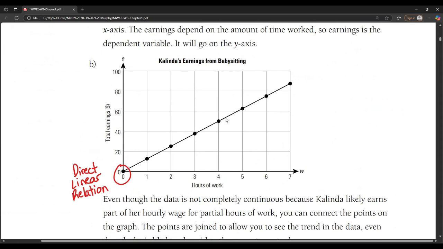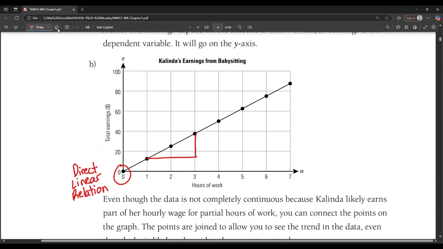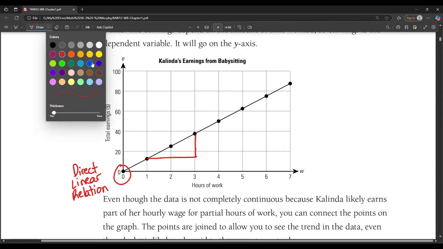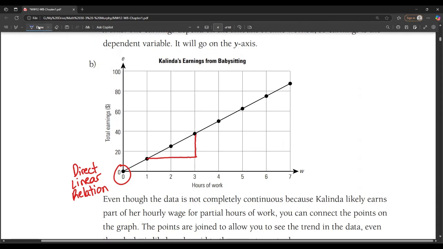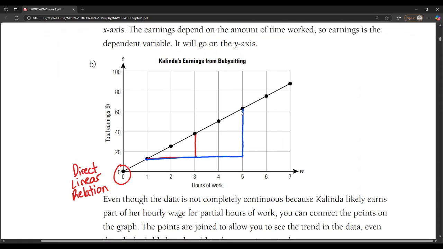Because if you take any 2 points, it doesn't really matter which two. Like I could take these two. There's my run, there's my rise. It's not going to matter which one you choose, because a linear relation is going to have the same slope no matter what. So if you look at the red and blue triangle there, the slope is the same.